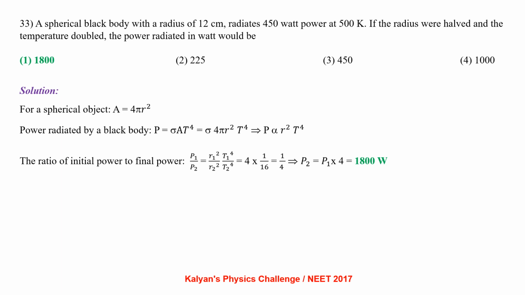As you can see, the power radiated is directly proportional to square of radius, and it is also directly proportional to 4th power of absolute temperature. Take the ratio P1 to P2, we get P2 equal to 4 times P1. Since P1 is 450 watt, P2 comes out to be 1800 watt.